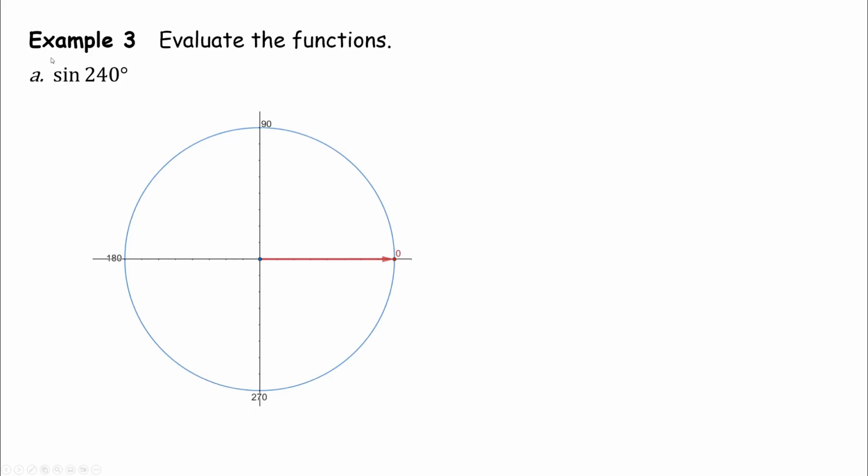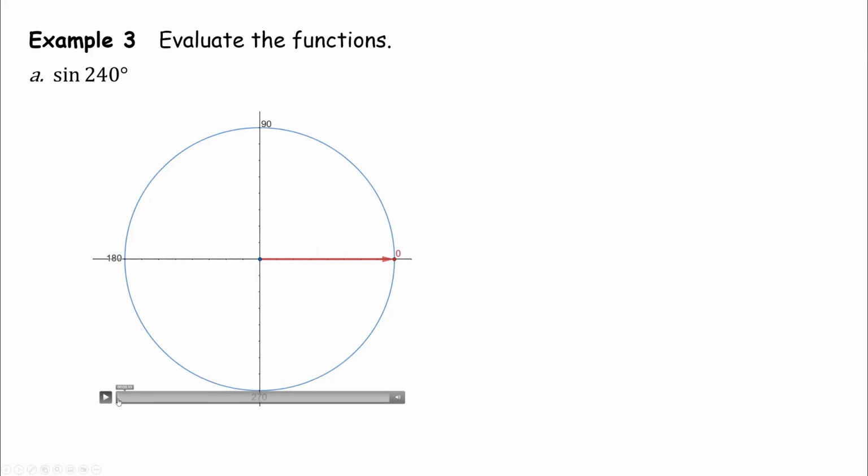Okay, so we can evaluate functions of angles that are bigger than 90, any size angle, just by knowing what quadrant that angle is in and what sign should be on that particular trig function. So we're going to find sine 240 by using that method.